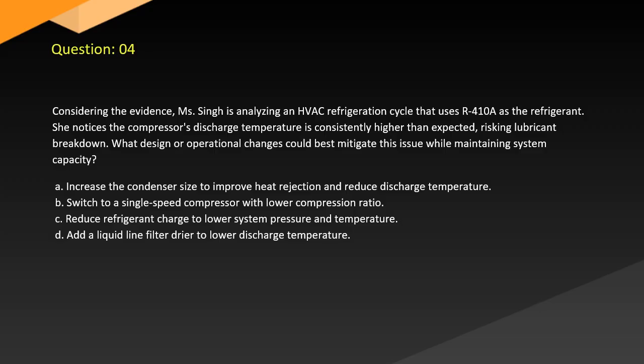A. Increase the condenser size to improve heat rejection and reduce discharge temperature. B. Switch to a single-speed compressor with lower compression ratio. C. Reduce refrigerant charge to lower system pressure and temperature. D. Add a liquid line filter dryer to lower discharge temperature.